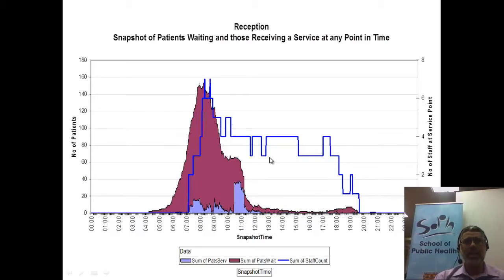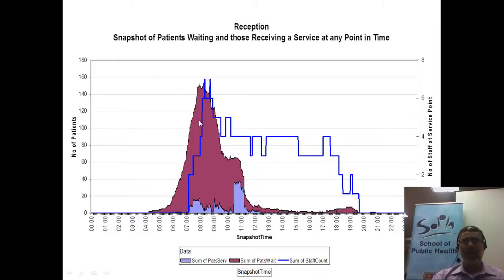So that's the staff. That's the arrival pattern of the staff, the arrival and the staying pattern of the staff. And here's the patients arriving and then staying, waiting to be seen. And here we can see now the patients start. The blue is when the patients are getting a service. And so you can see at 7 o'clock they start with a bang and they start attending to patients.